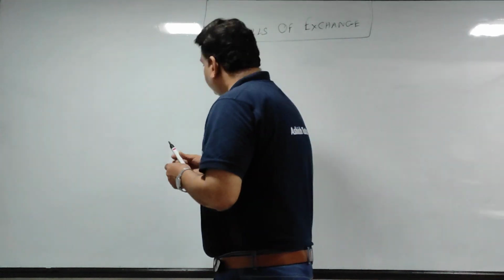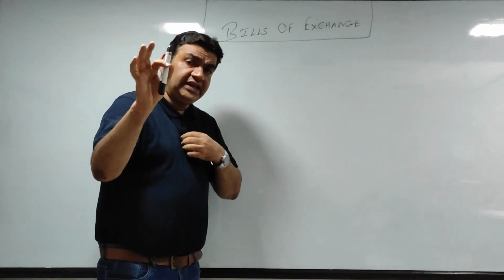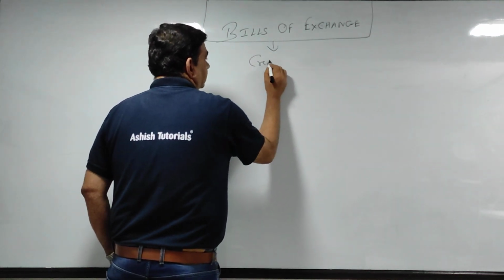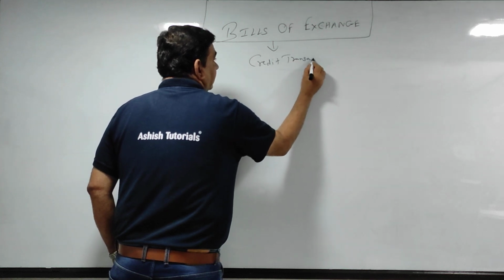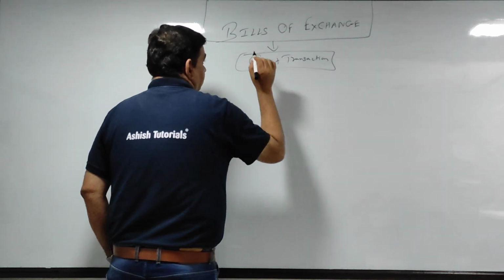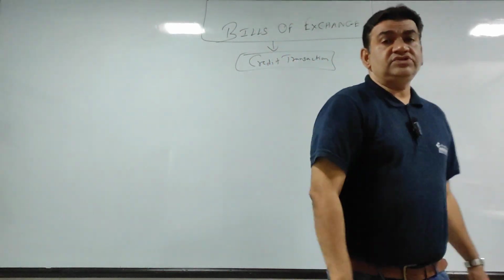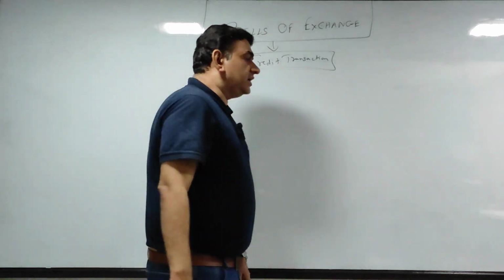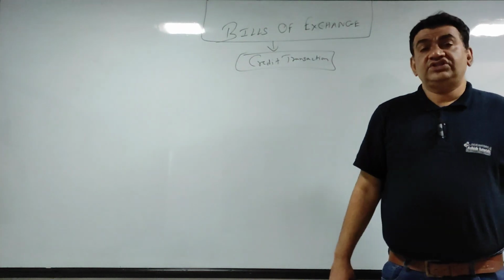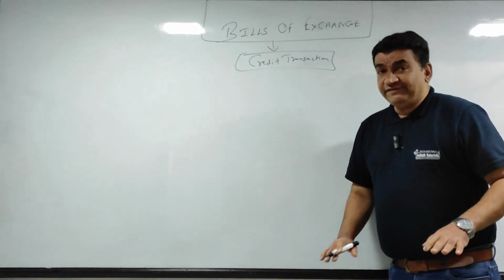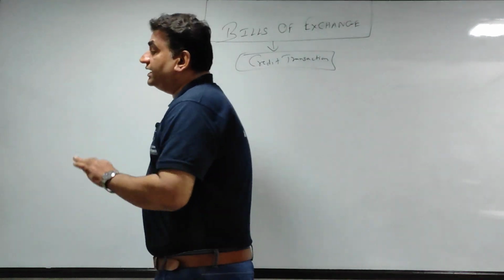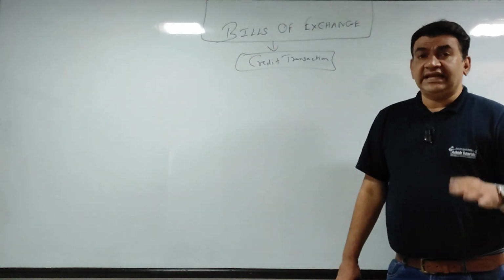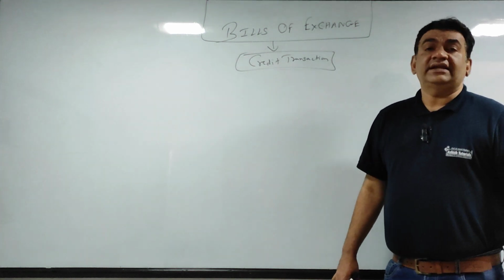Now see, first of all, restricting the explanation to the extent of your syllabus, bills of exchange comes into picture only when the transaction is a credit transaction. If it is a cash transaction, bills of exchange doesn't come into picture. For bills of exchange to be created, the first thing is there has to be a credit transaction.